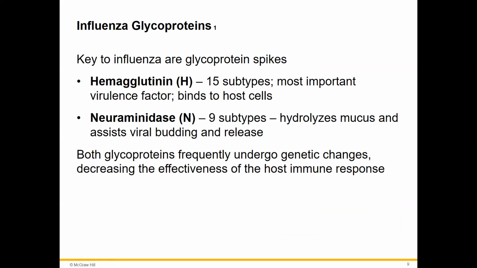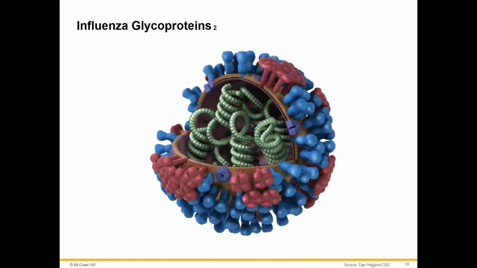Some important influenza virulence factors would be glycoproteins, so hemagglutinin H and neuraminidase N. The hemagglutinin or the H factor is the most important virulence factor. It binds to host cells, versus neuraminidase hydrolyzes mucus and helps with budding and release. Both of them are obviously helping with infecting a cell and then breaking off and spreading from cells.